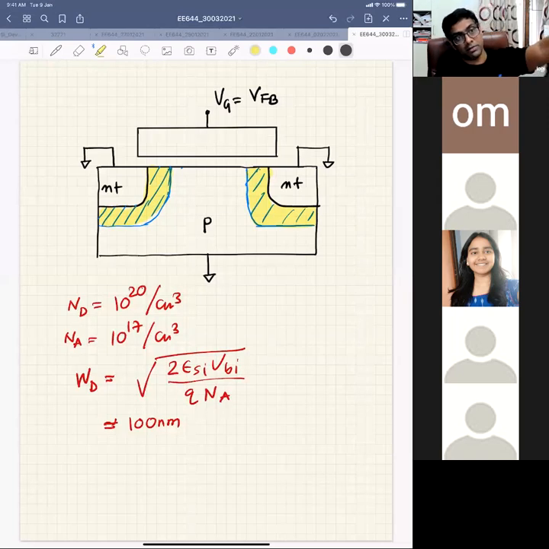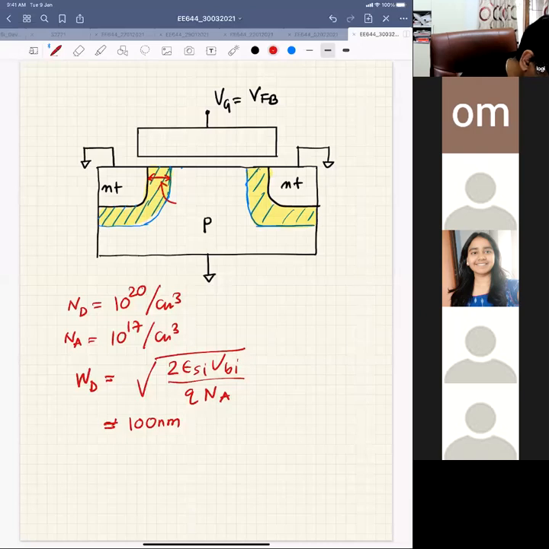I am not applying any voltage to the gate. So the gate is at the flat band voltage. If you calculate with typical doping conditions, the depletion width is around 100 nanometers. So we are not giving any voltage to the gate.